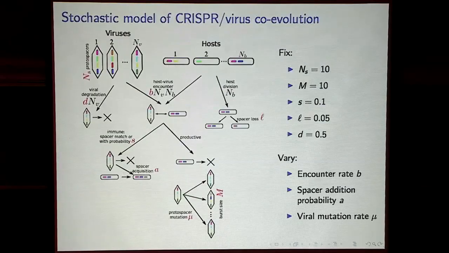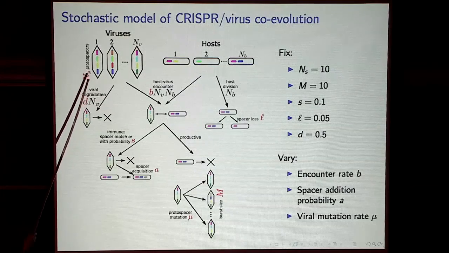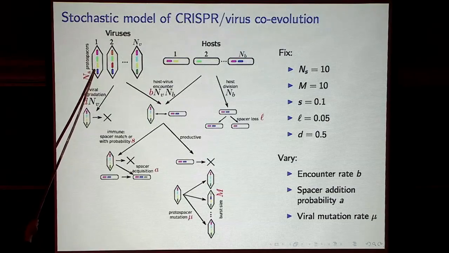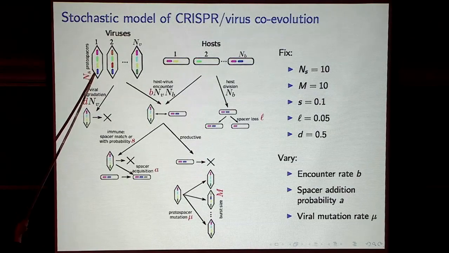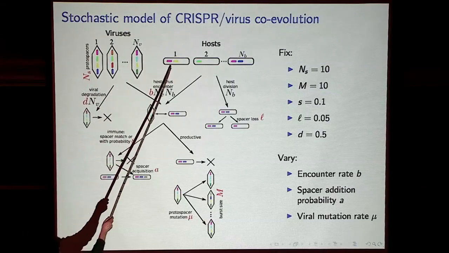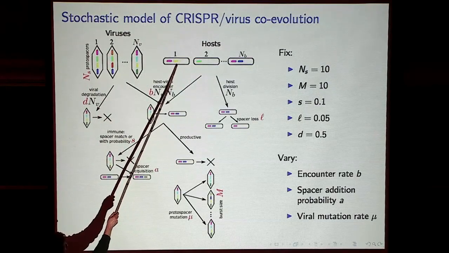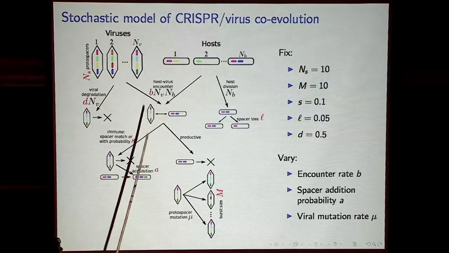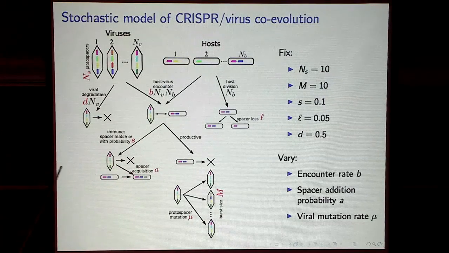Because I'm a physicist, I like to distill models to the minimal set of ingredients that still keep the essential physics of the phenomenon while discarding everything else. So in this model, the viruses are represented by a fixed number of protospacers. And protospacers are just integers. And they all have to be distinct in each virus. And there are N_V viruses. Whereas the hosts are represented by their CRISPR cassettes. There's also a string of integers of varying sizes, and they could be duplicates. And the dynamics of the system proceeds via three processes. Viruses degrade with rate D.